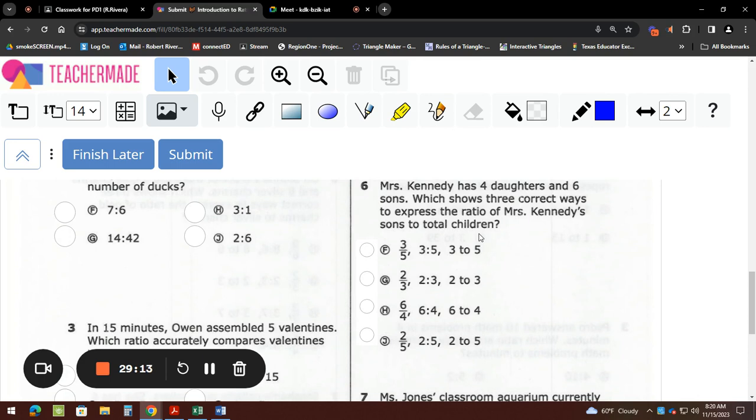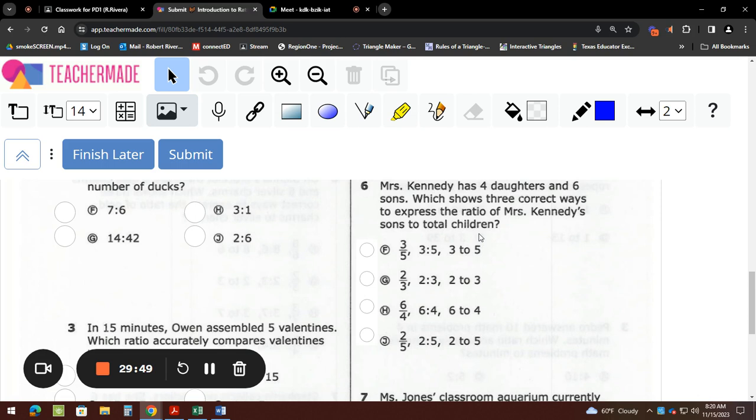You're comparing who? The sons. So who do you need for sure? So what number do you need for sure? 6. The sons to total. So this is a part to what? Did they give you the total? No. How do I find the total? Add. Many kids last year gave me this. 6 to 4. What is that comparing? Sons to what? Daughters. And they don't want that. They want sons to what? Total. So be careful with that one when you do it at home.